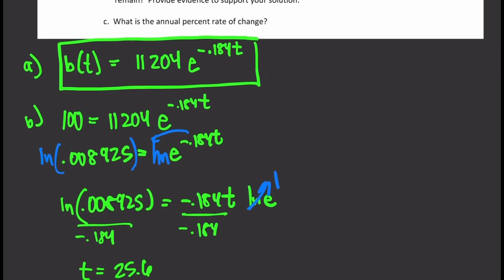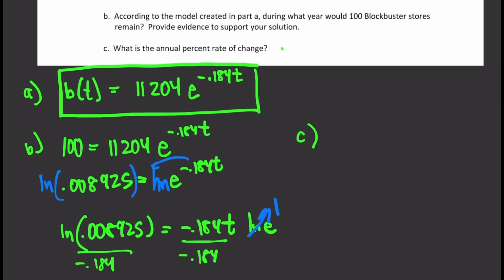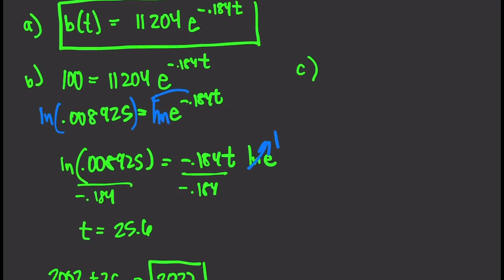And part C, I'll do that right here. It says, what is the annual percent rate of change? So anytime you're looking for a percent change, you want it in this form here, even if you start with e to the power, because what you need to do is find this b value, and remember that's 1 plus a percent increase or 1 minus a percent decrease. So I'm talking a decreasing situation here.